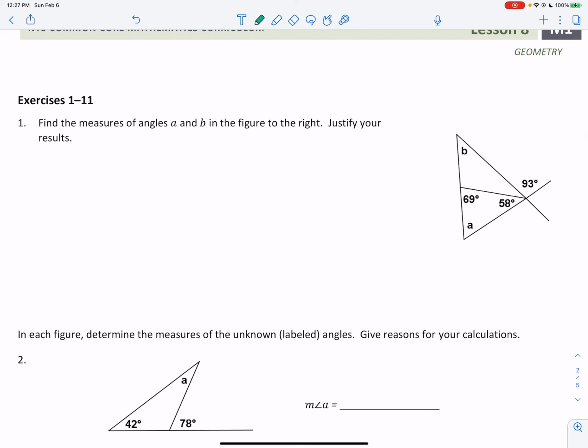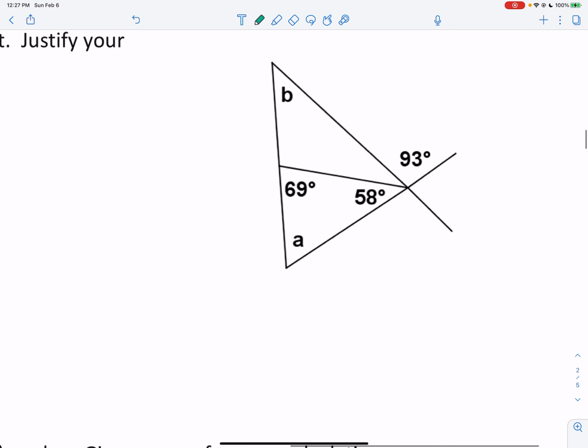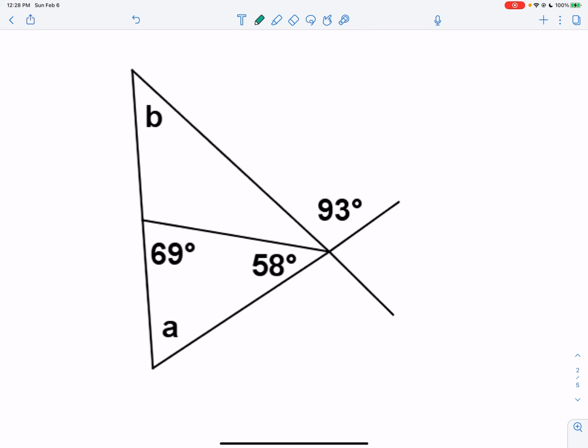So let's talk about something like this. We need to figure out these unknown angles. Find the measures of angle A and B in the figure to the right and justify them. Really, we're not going to go into this with a rote, memorized way of doing this. We're going to look at all this stuff and see what we can do with this.